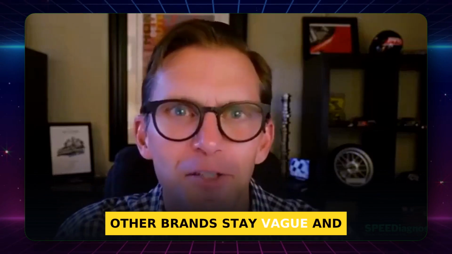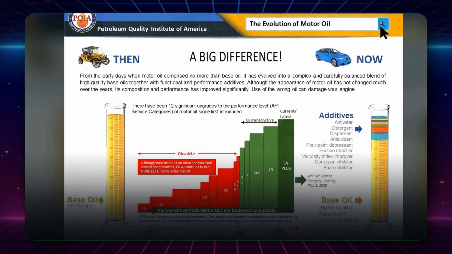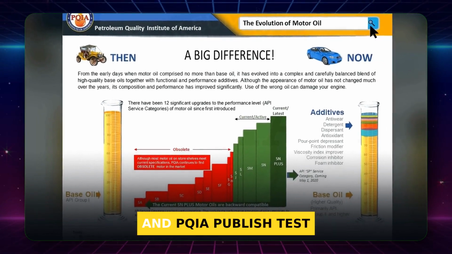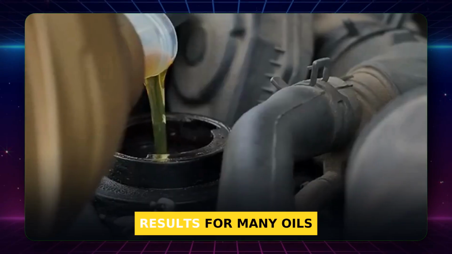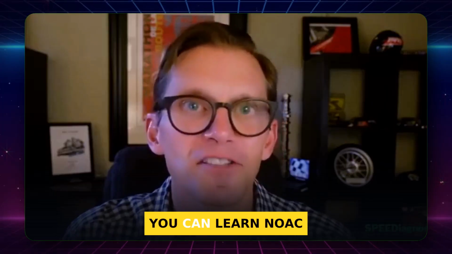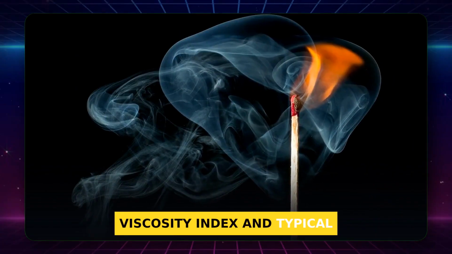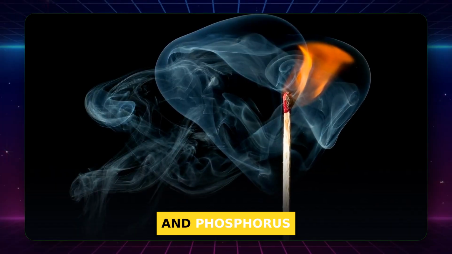Other brands stay vague and only list performance numbers. That is when independent labs help. Groups like Blackstone Labs and PQIA publish test results for many oils. You can learn Noack, viscosity index, and typical additive levels like zinc and phosphorus.